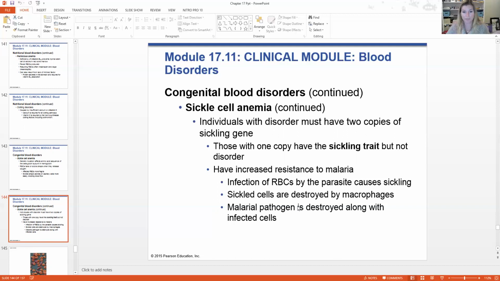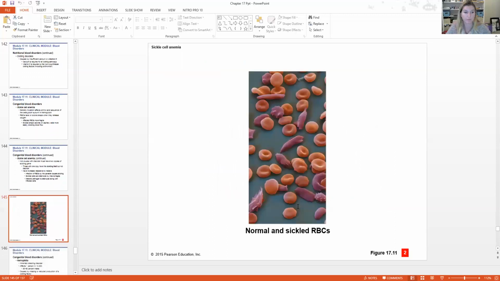They can pass it on. So they also have increased resistance to malaria. So having one copy of the sickling gene is actually beneficial, especially if you live in a malaria zone, like Africa, India, like that whole bandwidth around the equator. So the infections, malaria is actually an infection of the red blood cell, and the sickle cells are basically destroyed by macrophages, and the malaria pathogen can be destroyed with it. So it's kind of a win-win.